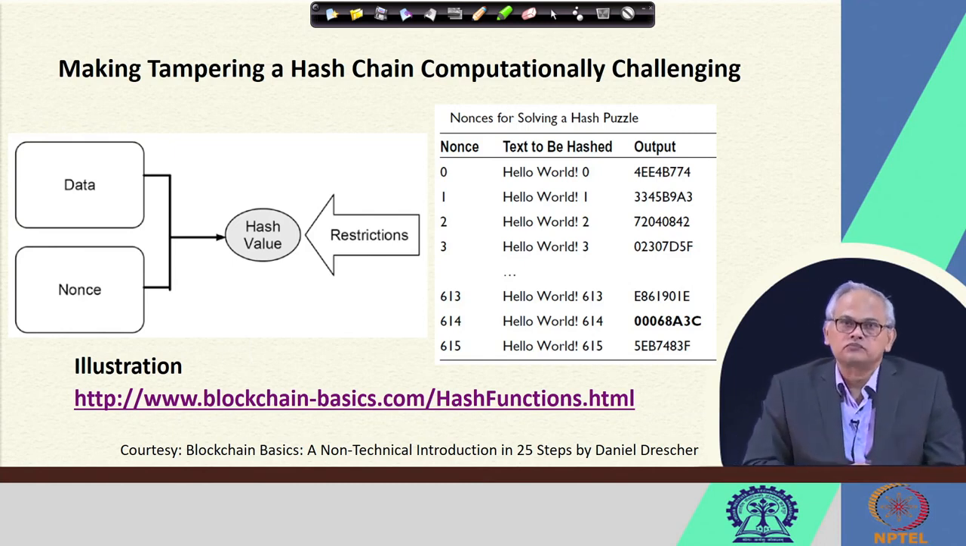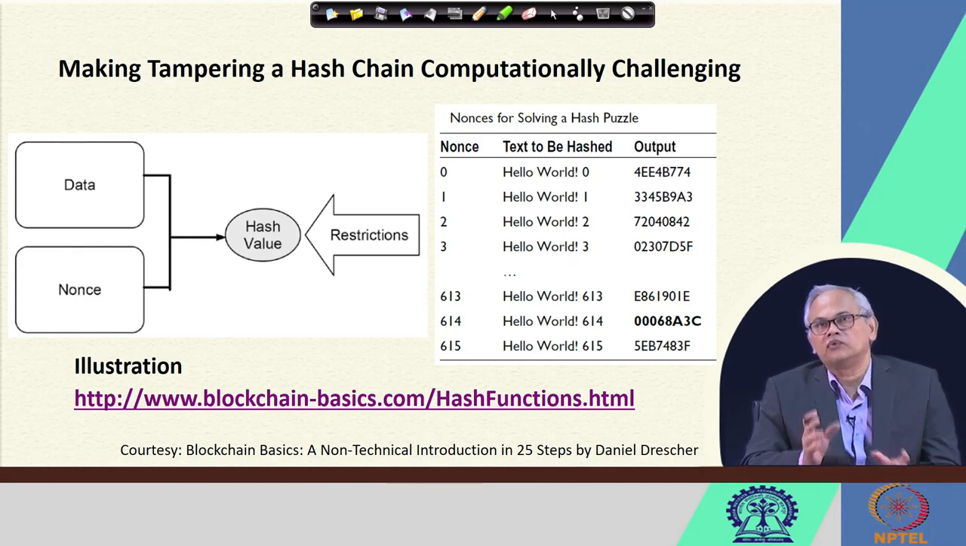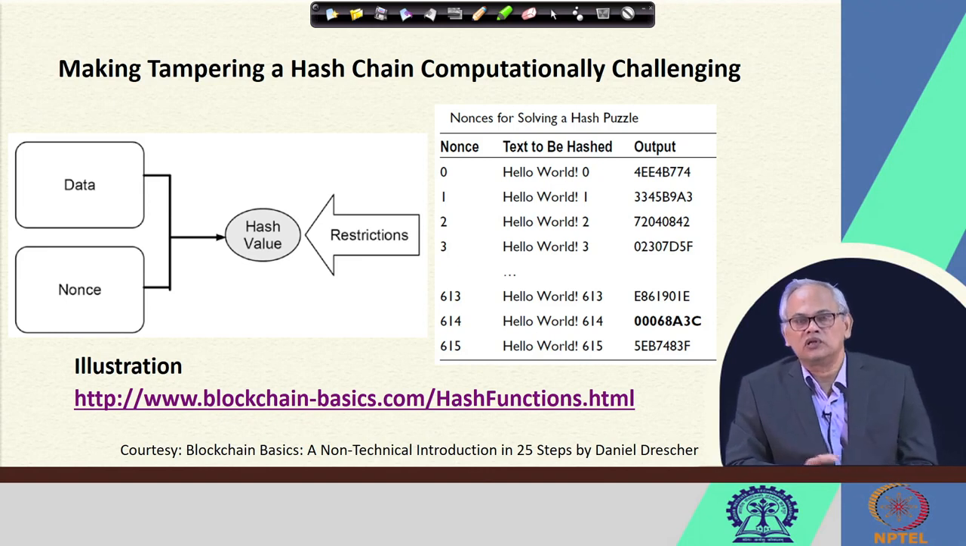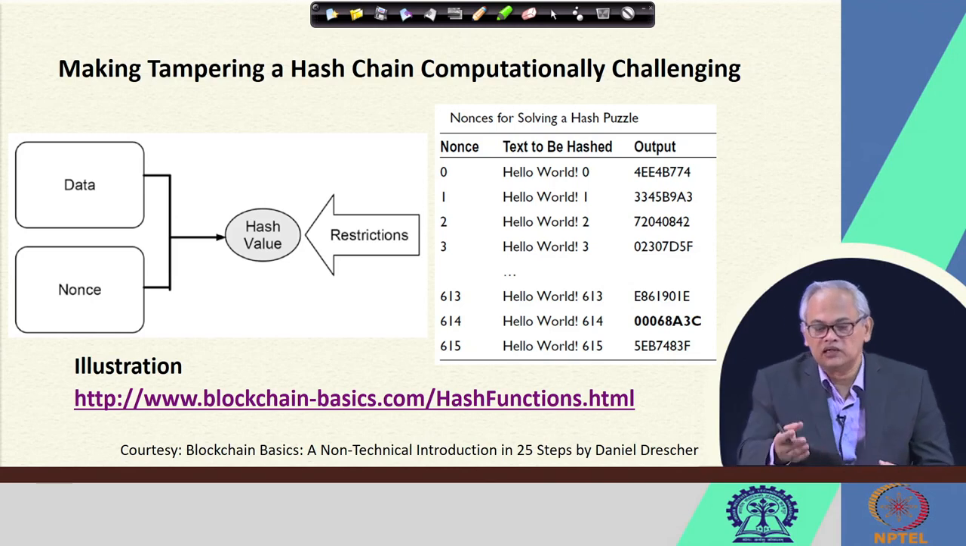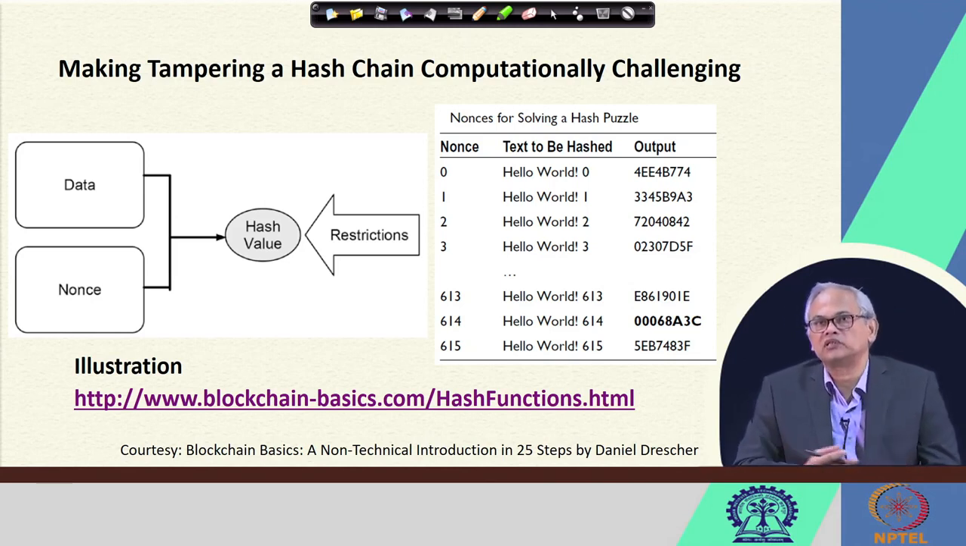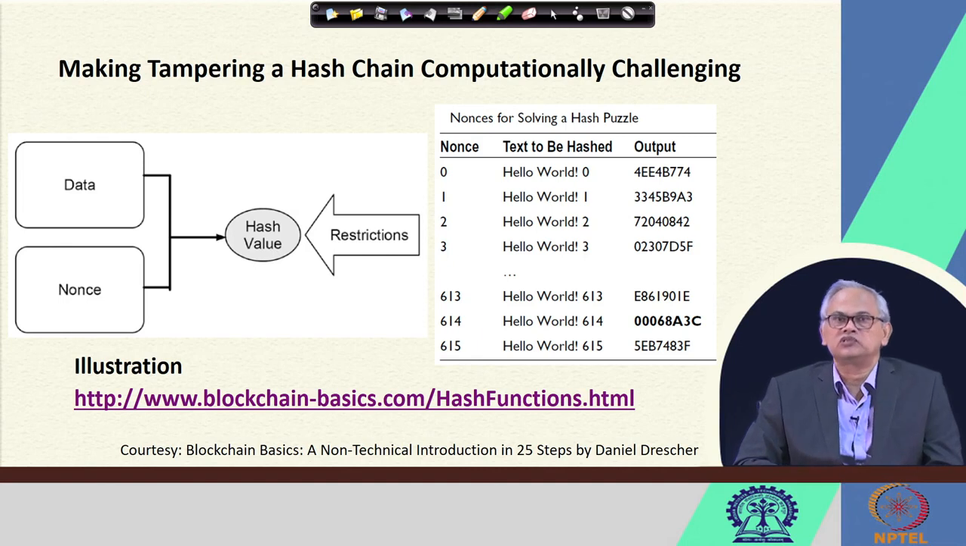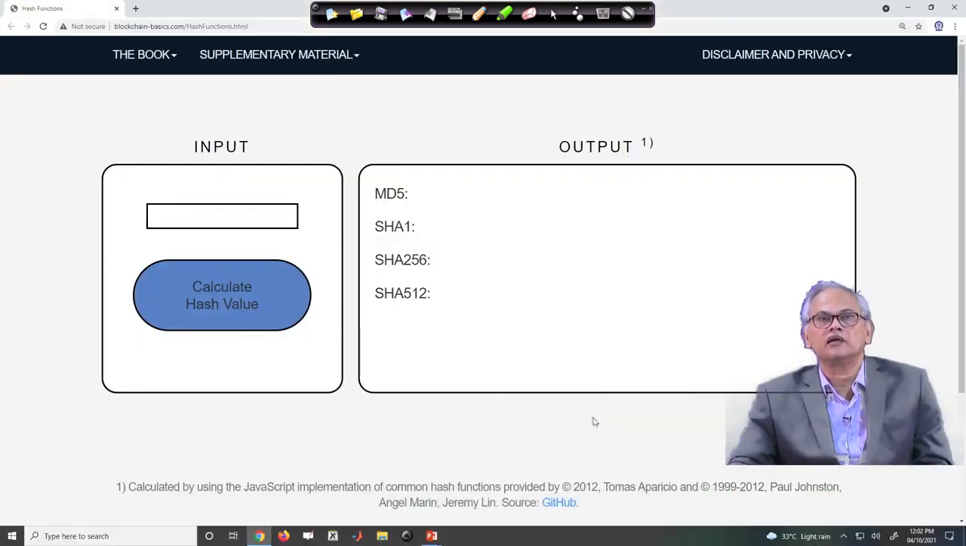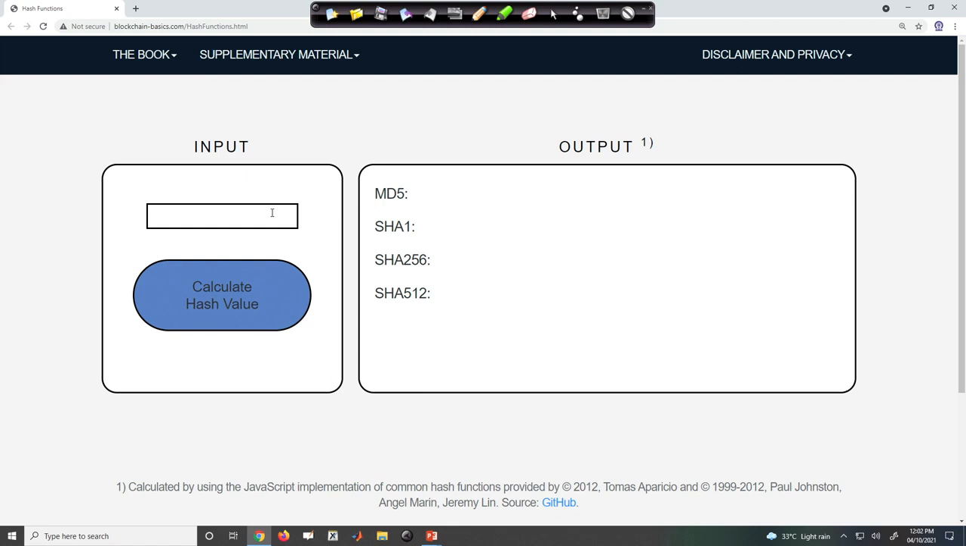Now, we give an example: if we say the nonce is 0, then the text to be hashed will be hello world. Say hello world exclamation mark is the original data and the nonce is 0, then if I apply the hash to hello world exclamation concatenated with 0, I will get an output. Some example outputs are given here, and we will also see how it can actually be done by going to this particular site, which is again the site given in the book.